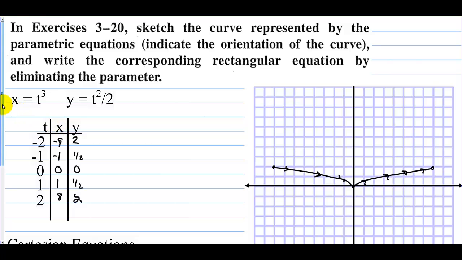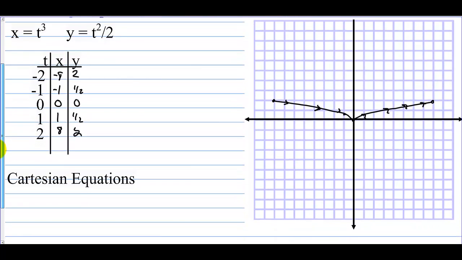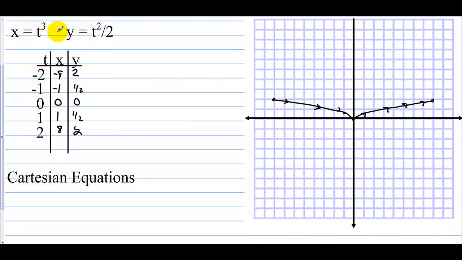Now we have to eliminate the parameter. So we have to get one of these to say t equals. So t is equal to the third root of x, and then we'll replace the t with the third root of x in the other one. So we have y equals the third root of x squared over 2. And you can put the squared on the outside or the inside in this case.